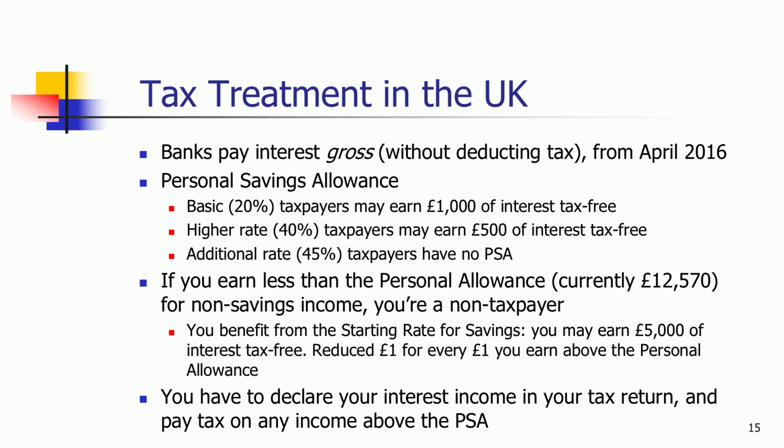Now, what happens if you earn less than the personal allowance of £12,500? This is how much income somebody is allowed to earn from any source before he or she pays tax. Then you're not paying any tax at all, and you can earn up to this amount in interest or income, salary, and so on, without paying any tax.